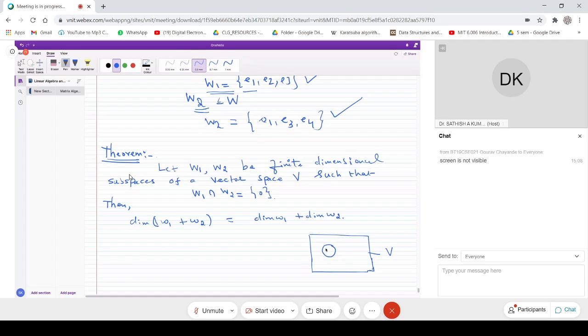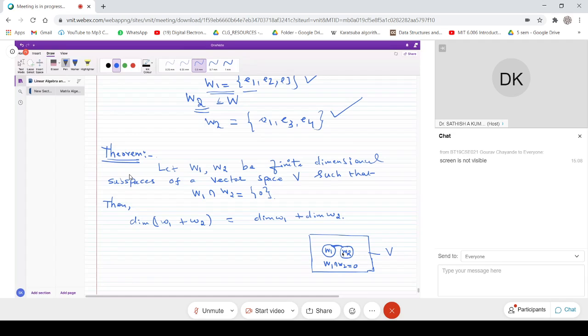And I am choosing two subspaces. Let us say this is my W1 and this is my W2, and then W1 intersection W2 is only one thing, one vector is there. Maybe you can join these two, with the condition that W1 intersection W2 is just zero. Only one entry is there, that is zero only.